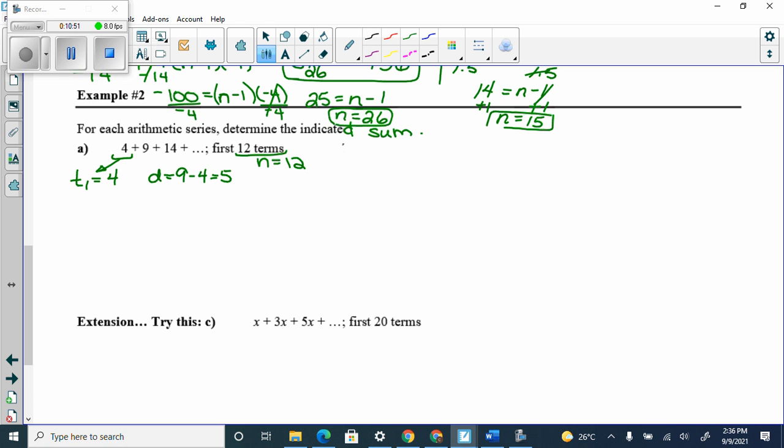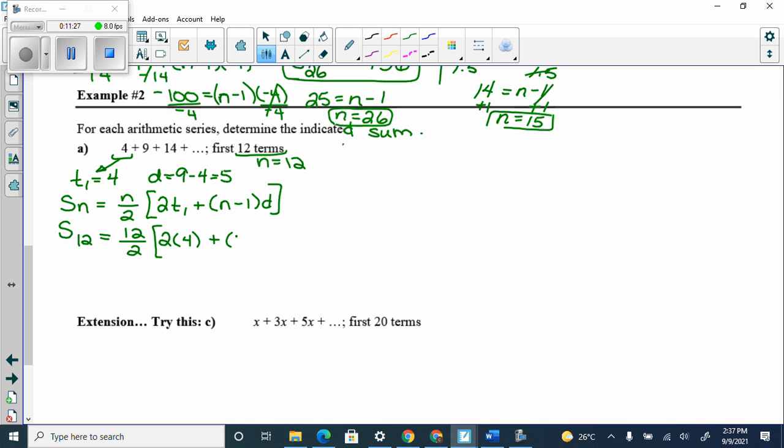And we want the sum. Now, I told you T1 and N are non-negotiable, which we have. But this one I have D and no Tn. So which formula am I going to use? The first or the second, the long or the short? The first, the long. So the formula is Sn equals n divided by 2, bracket 2t1 plus n minus 1 d. And we're finding S12. So it's 12 divided by 2, 2 times 4 plus 12 minus 1 times 5. So it's 6 times, 2 times 4 is 8, plus 11 times 5 is 55. So I'm going to get 6 times 63, which is 378.